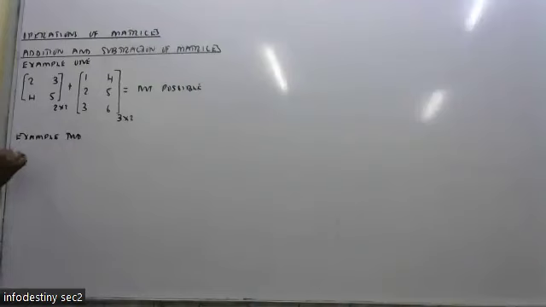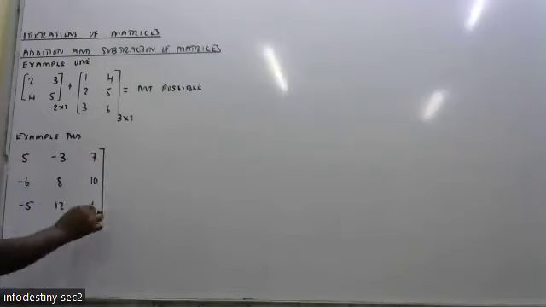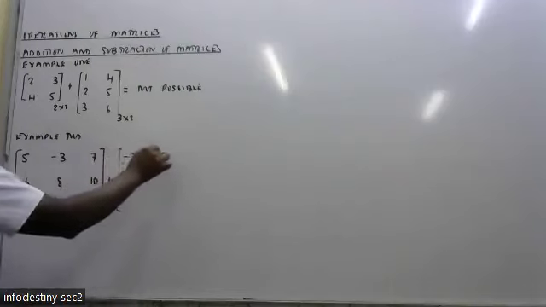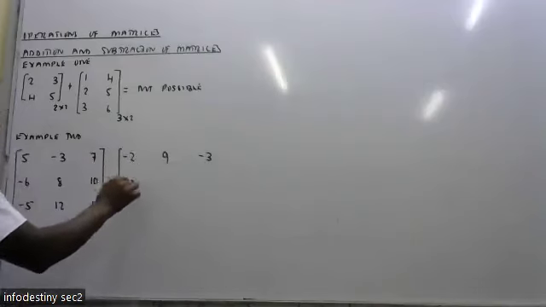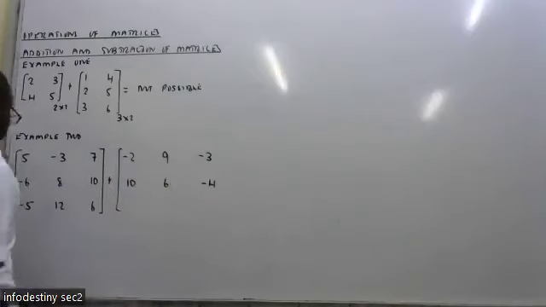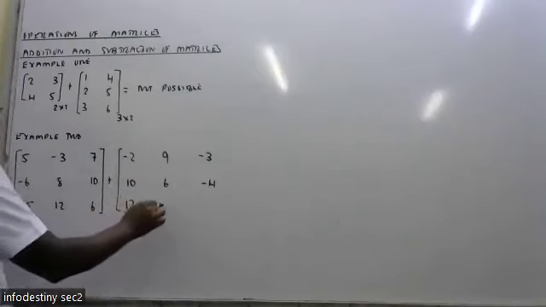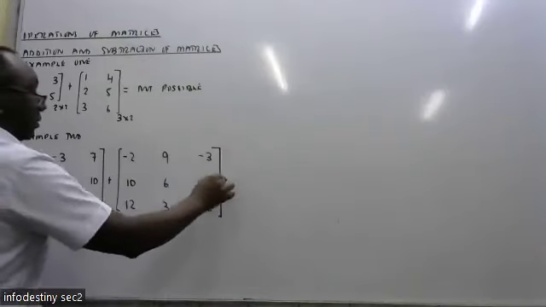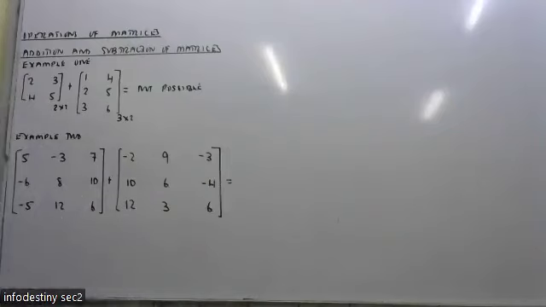Example 2. You are given 5, minus 3, 7, minus 6, 8, 10, minus 5, 12, 6. You are given this, and you are told to add minus 2, 9, minus 3, 10, 6, minus 4, 12, 3, and 6. You are given 2 matrices like those ones, and they tell you to add or to subtract.